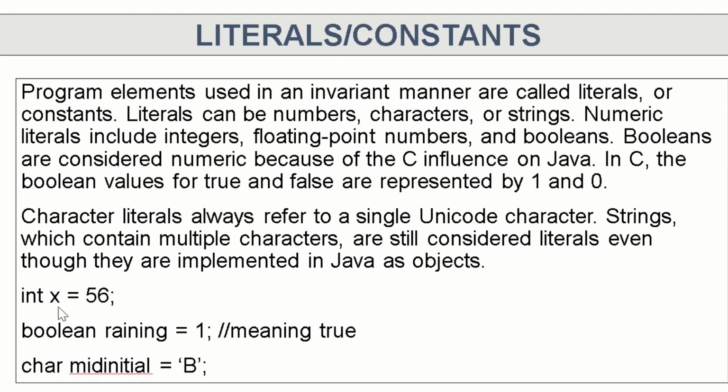We have an element x. X is our variable name or the identifier, the data type is int, and the value is 56. So whenever there is x in a series of your code, the value of x is 56. The same principle applies to a rating, which has a value of 1, and a middle initial, which has a value of b. That is a literal defined as a character. So that is literals and constants.